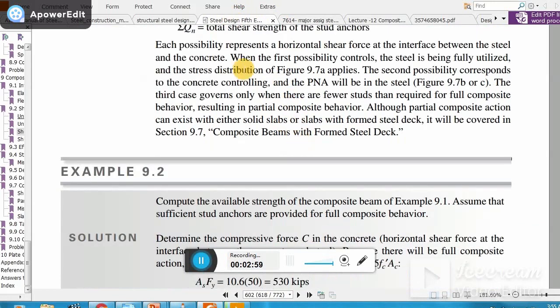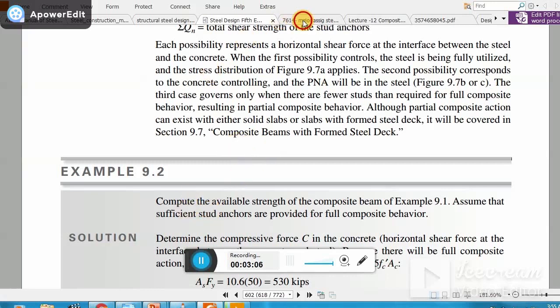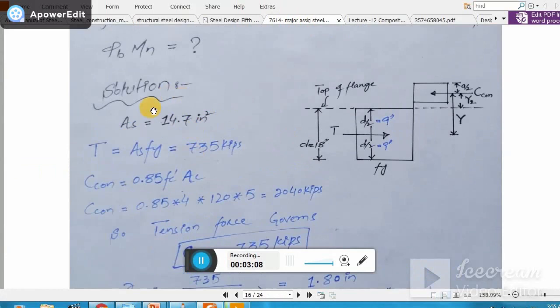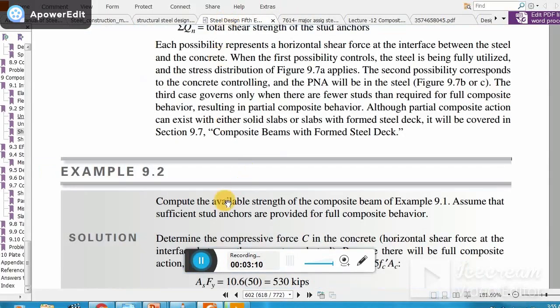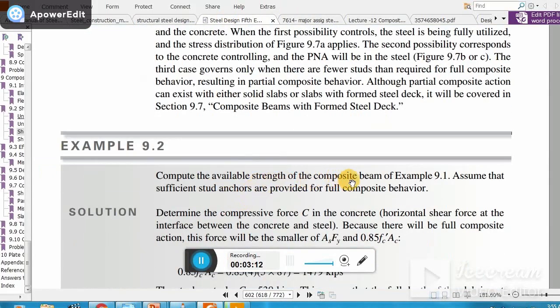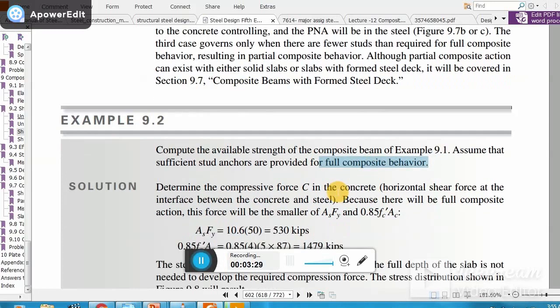So let us start another example. This example I select from the Sam's UE book. Here, same like the example we did last time. Compute the available strength of the composite beam of example 9.1. Assume that sufficient stud anchors are provided for full composite action. So this thing is very important. There is no partial composite action, full composite section.